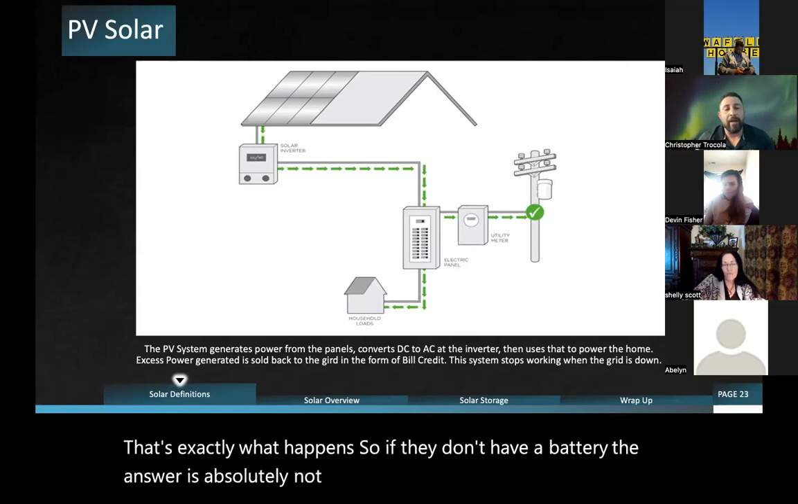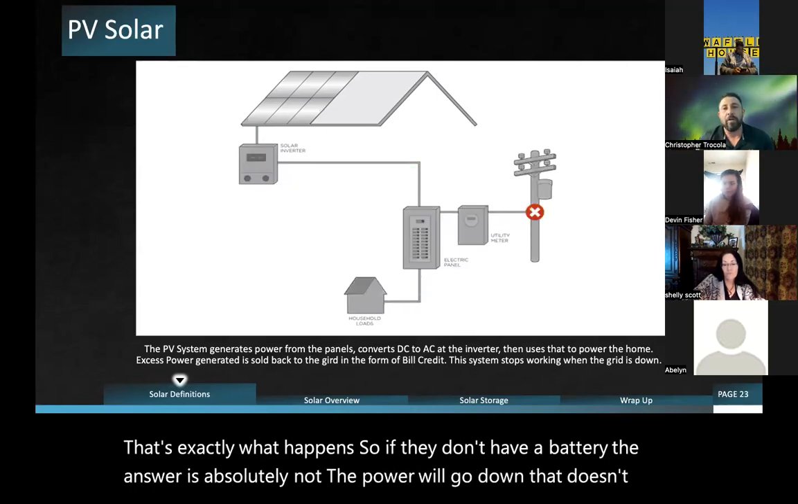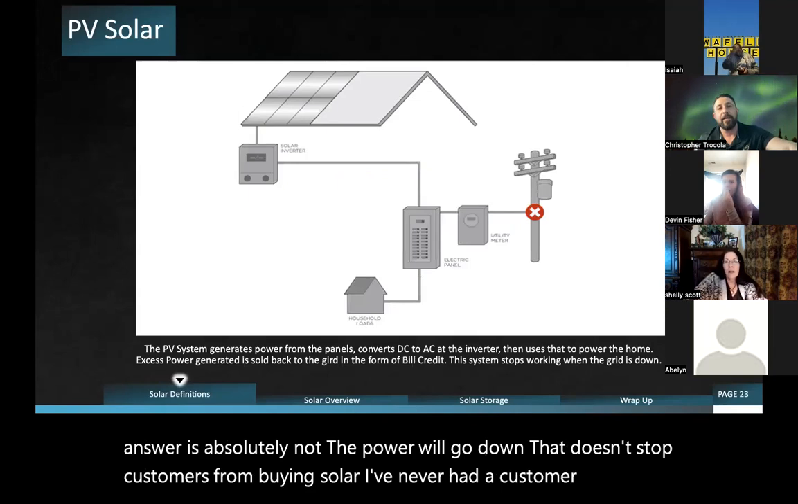So if they don't have a battery, the answer is absolutely not. The power will go down. That doesn't stop customers from buying solar. I've never had a customer not buy solar because of it. Just be honest.